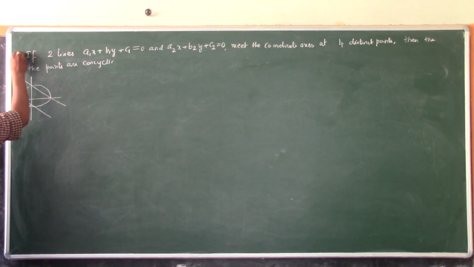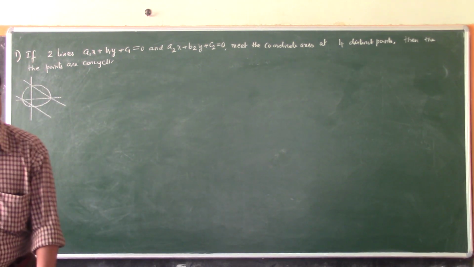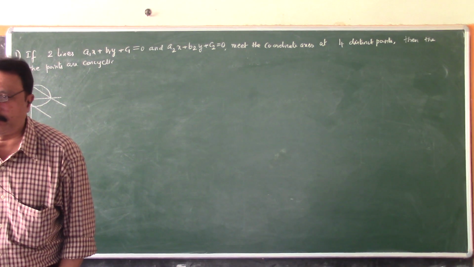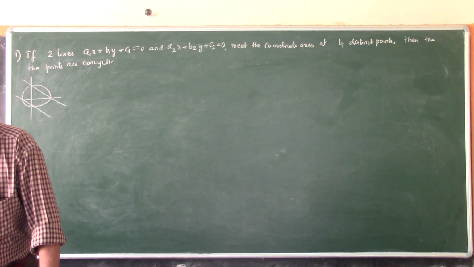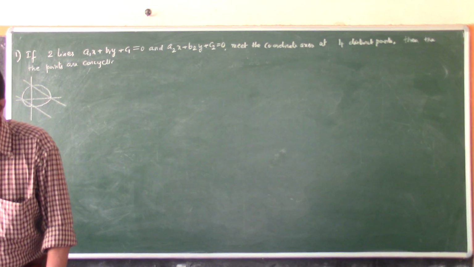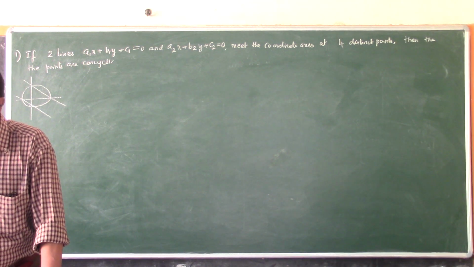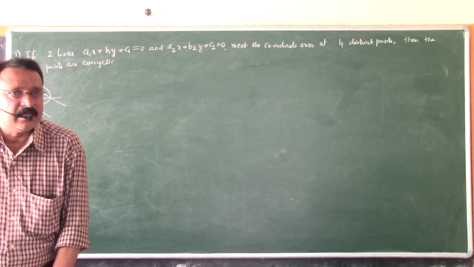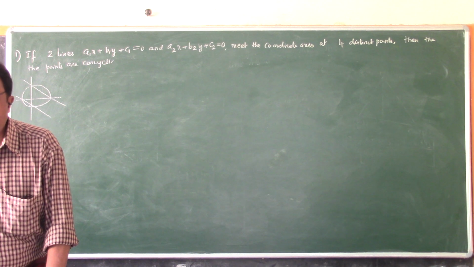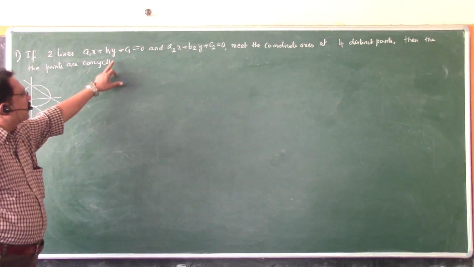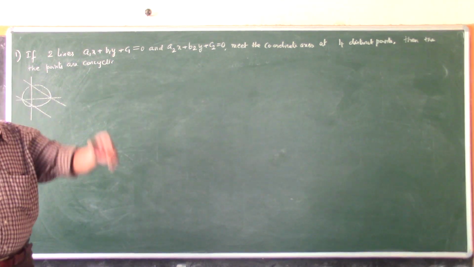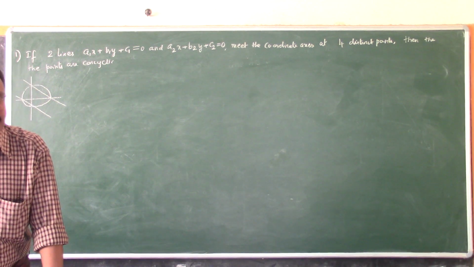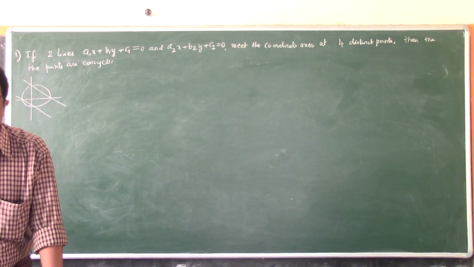Now this is one important point, the first important point that you should remember with respect to the lesson circles for the CET exam. What is this point? If there are two different straight lines, the first line is a1x plus b1y plus c1 is equal to 0, and the second line is a2x plus b2y plus c2 is equal to 0.